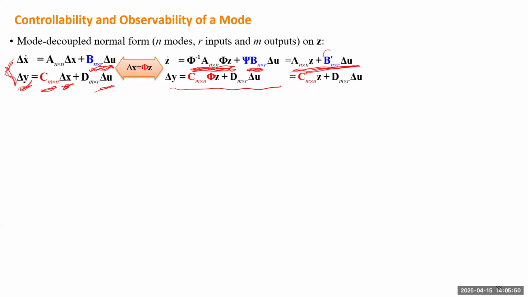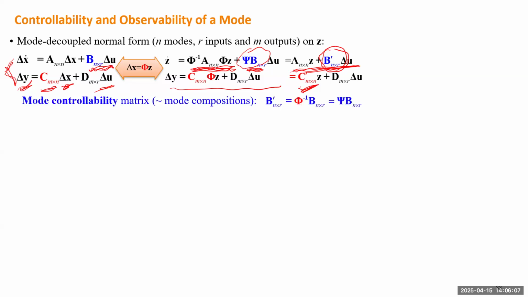So we need to focus on designing this B prime, not the original B. The B prime here is just the matrix from the left eigenvector multiplying the original B matrix. And the measurement data need to focus on this C prime. Okay, so we call the B prime matrix the mode controllability matrix. That is related to mode composition.